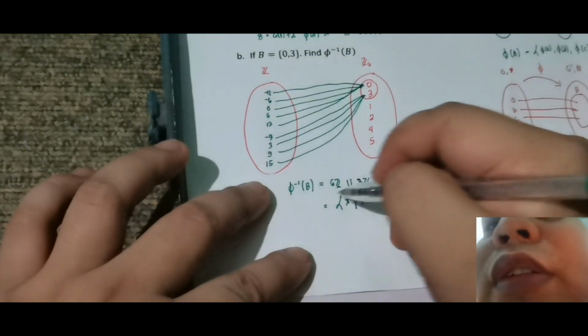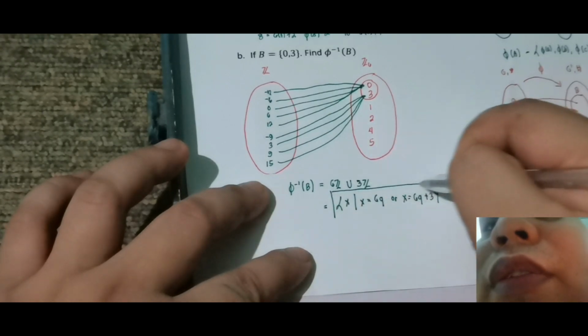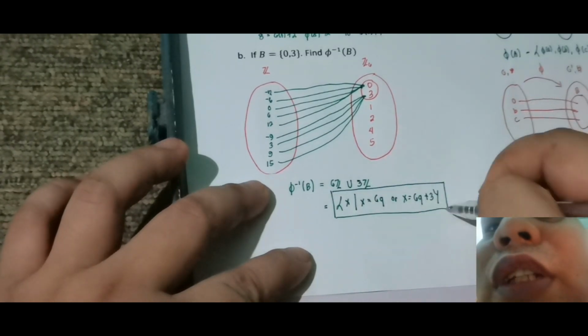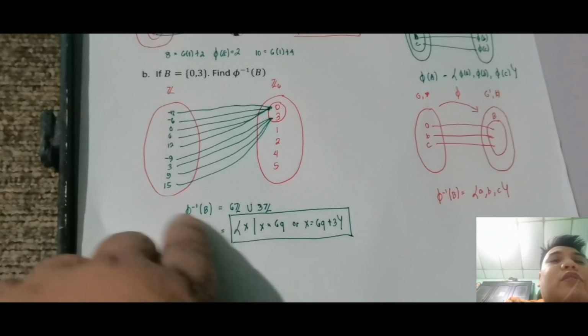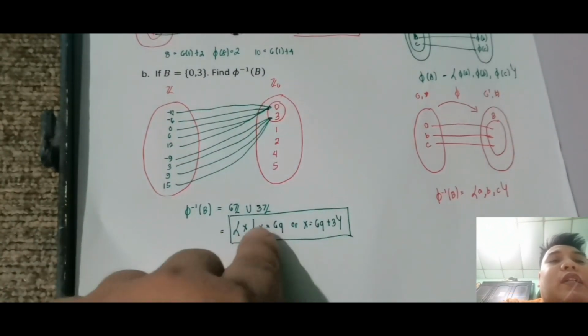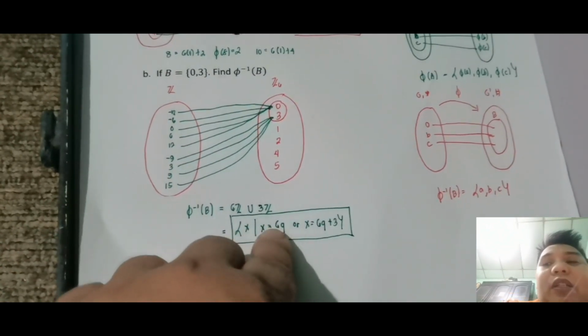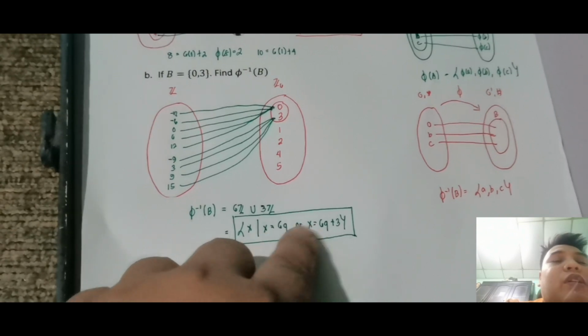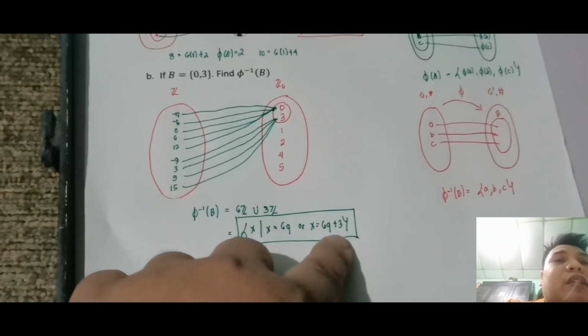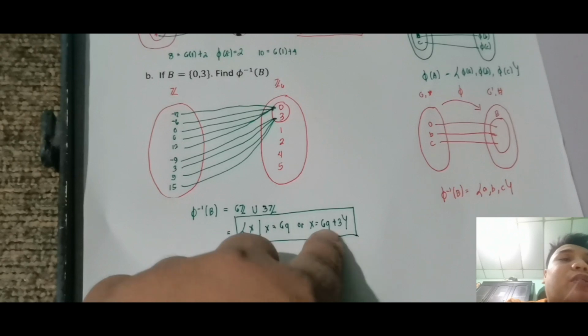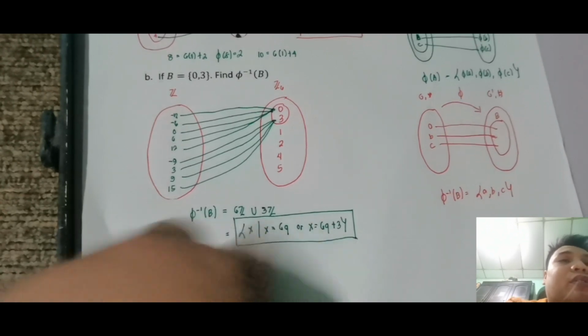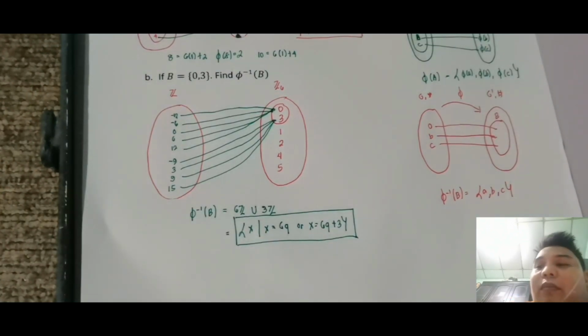Okay, so I think yan yun. So ito yung ating magiging sagot. So check na yung representation. So lahat daw nung nagmap sa 0 and 3 is just ito yung representation. Si x such that element siya or siya ay equal sa 6q or x is equal to 6q plus 3. Okay, so meaning multiple of 6, then ito ay multiple of 6 plus 3. Okay, so yun yung tama.